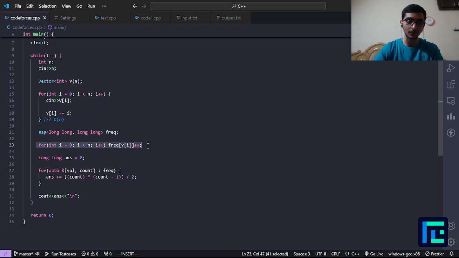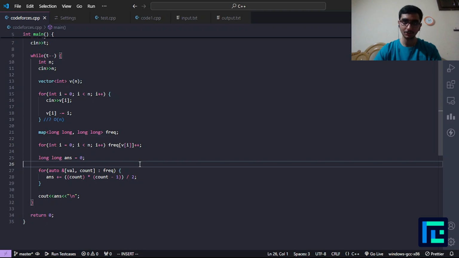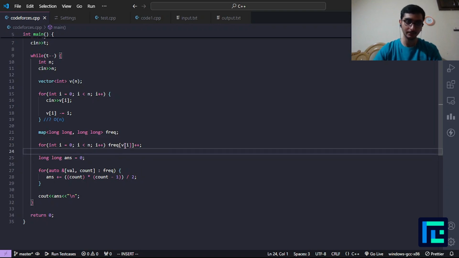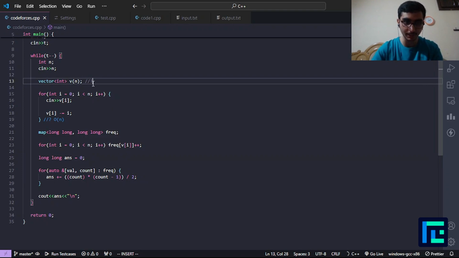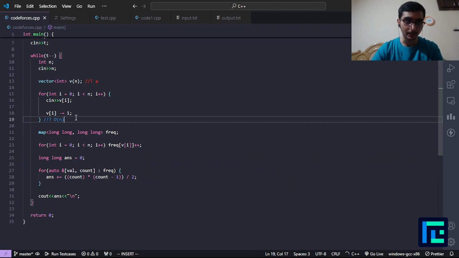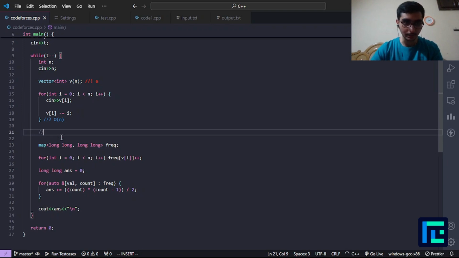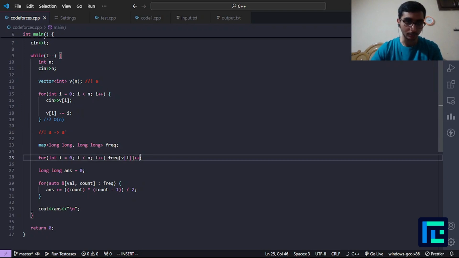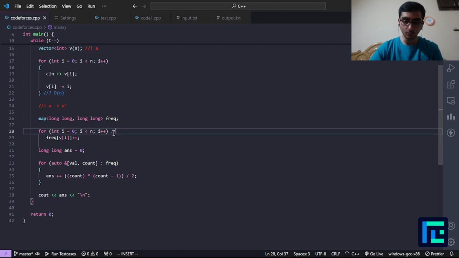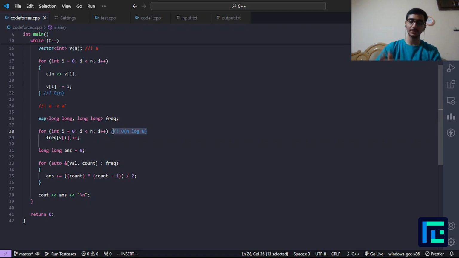Now I just run a simple for loop to update the frequencies of my A dash vector, right? If this was originally A, then now we can say that A has changed to A dash. So this is basically storing the frequencies of the values in A dash. Also, this loop can take up to O of n log n time, as I said, because insertion in a map is log n complexity, and if we have n different keys, we can go up to O of n log n time.